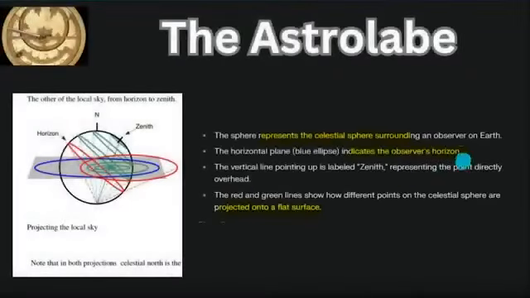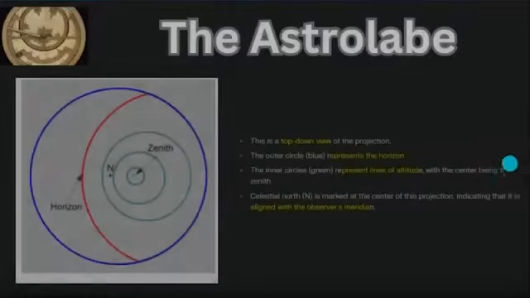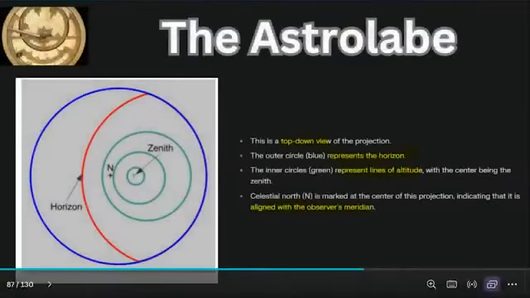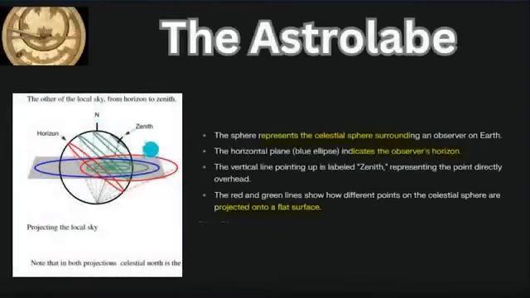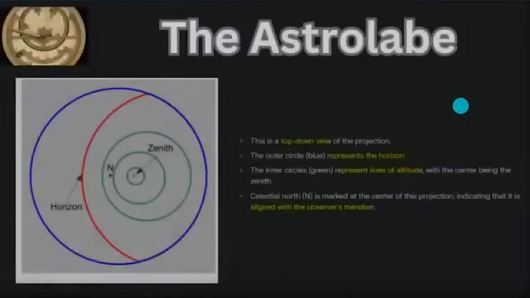So it represents the sphere surrounding the Earth, and the horizontal plane is the blue ellipse right over here, which indicates the observer's horizon, of course. The vertical line would be the zenith, and then we have the nadir, which would be over here. And then each point is projected onto the flat surface, right? If you go on the other side, it's the same thing, but it's a top-down view. So this is exactly what we're looking at in this diagram, except we're orthographically doing our God mode view. We're shifting our perspective to up here, and then we're going to look down.